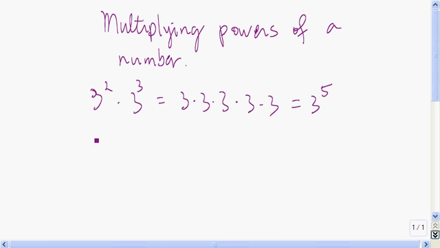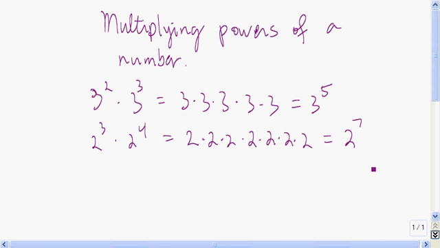Let's take a look at another example. So suppose I have 2 cubed times 2 to the fourth. Well, that's 2 multiplied by itself 3 times, times 2 multiplied by itself 4 times. So in total, I have 2 to the 1, 2, 3, 4, 5, 6, 7. So 2 to the power of 7.